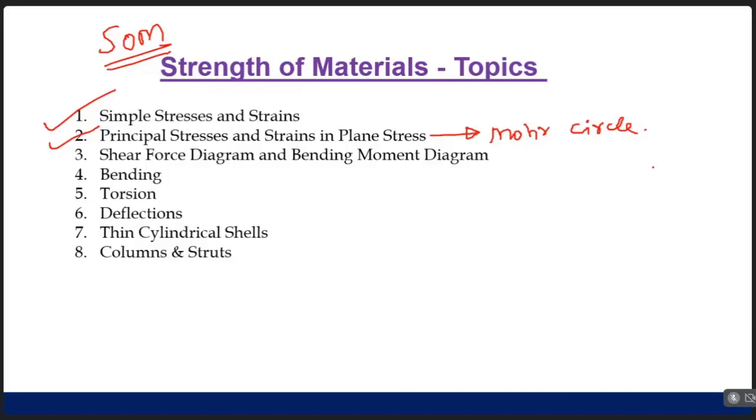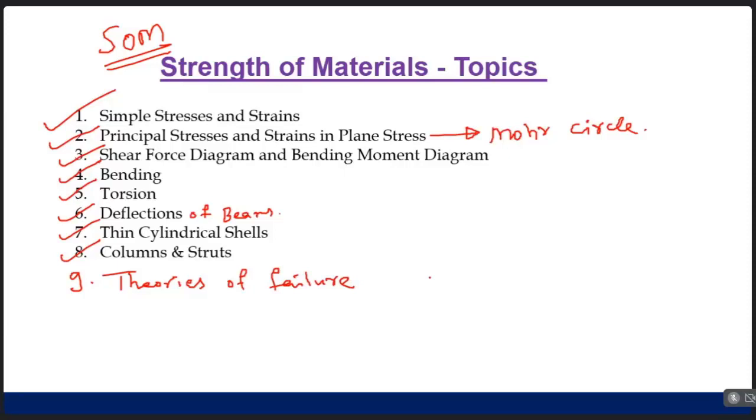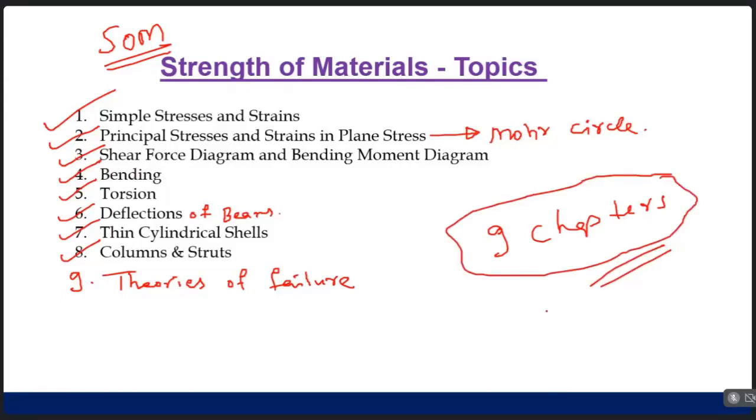Okay, the third chapter will be very important, shear force and bending moment diagram, and the fourth one will be the bending of beams, the fifth one will be torsion, the sixth one will be deflection of beams. Here we have 6, the 7th will be thin cylindrical shells, the 8th will be columns and struts, and chapter 9 will be theories of failure. So here we have a total of 9 chapters in this subject, strength of material, for both mechanical as well as civil.